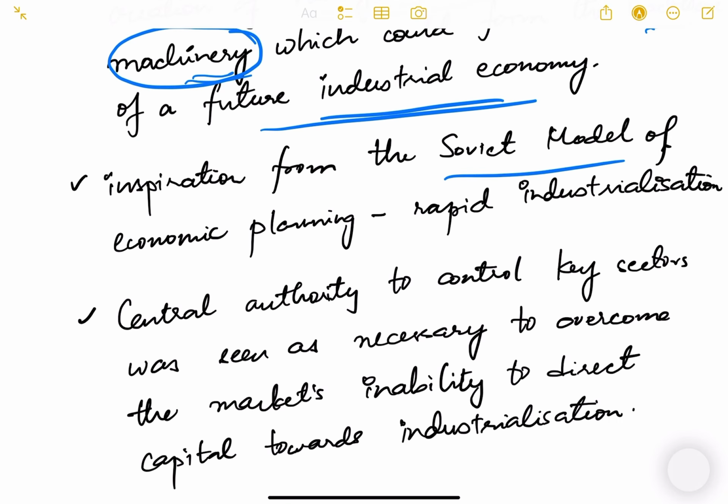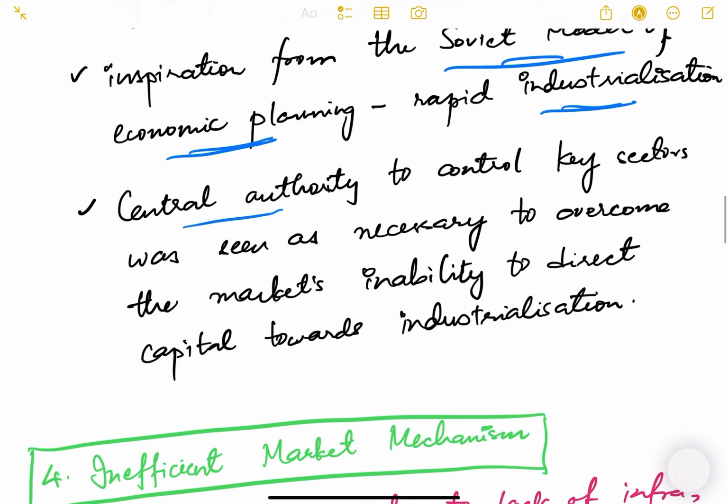Then inspiration from the Soviet model of economic planning, as I have told you, from the USSR. Rapid industrialization happened in the USSR through this model. So our leaders thought that we would also be able to develop in a similar way. Central authority to control key sectors was seen as necessary to overcome the market's inability to direct capital towards industrialization.